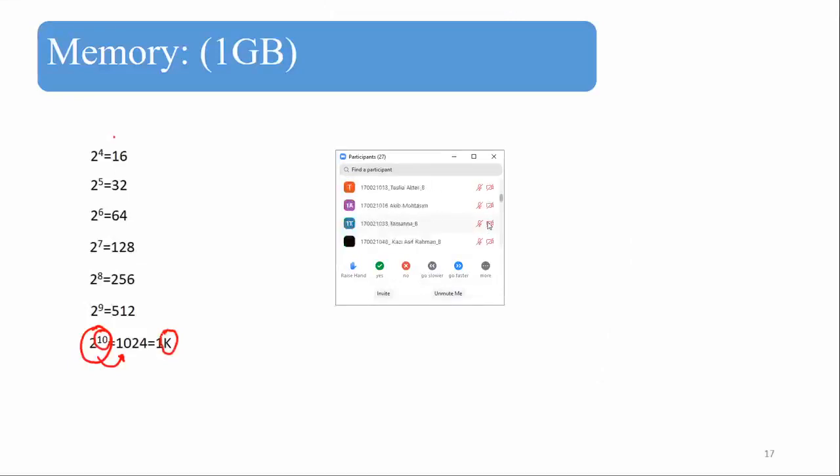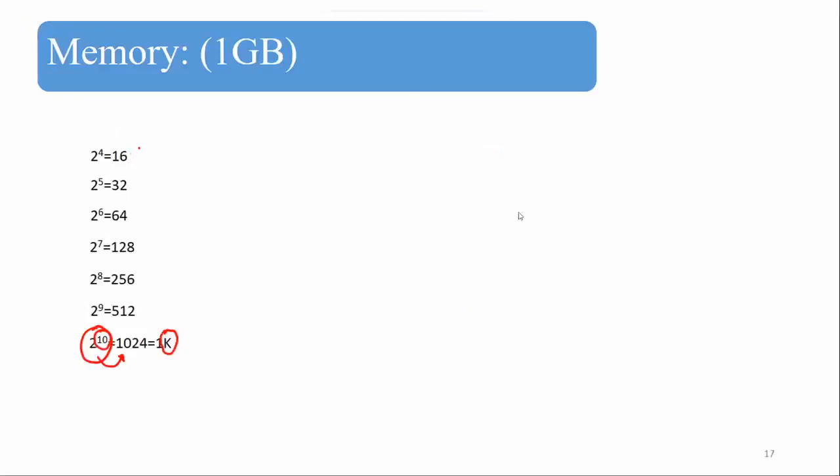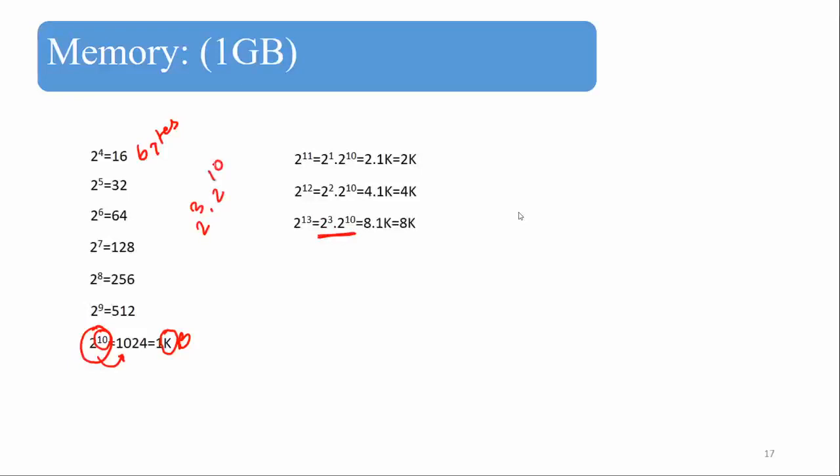Have you understood? Each of these addresses basically has 1 byte of data. That's what we are saying: 2 to the power 4 bytes means 16 bytes. And 2 to the power 10 means 1 kilobyte. If we go for, let us say, 2 to the power 13, we can rewrite it as 2 to the power 3 times 2 to the power 10, isn't it? Yes, sir. So what is 2 to the power 3? 8. So that can be written as 8k. Is it okay? Yes, sir.